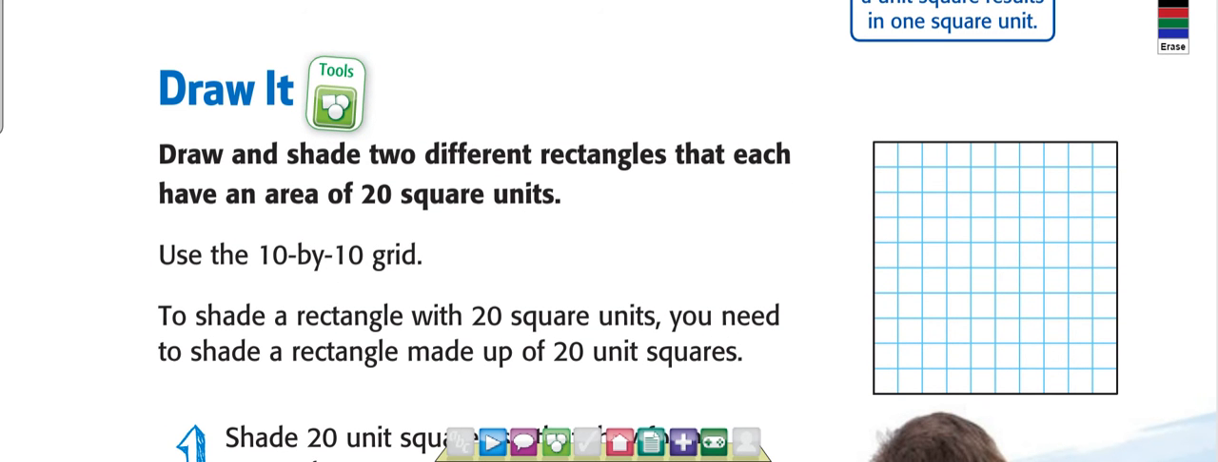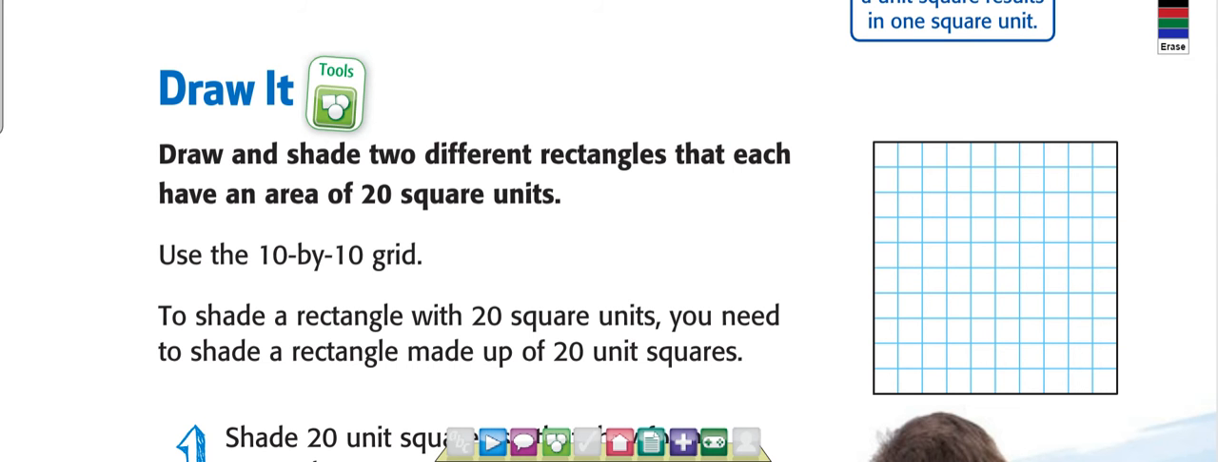Let's draw and shade 2 different rectangles. It says, use a 10 by 10 grid. So put them in here. Draw and shade 2 different rectangles that each have an area of 20 square units. So I have to have 20 little squares inside.